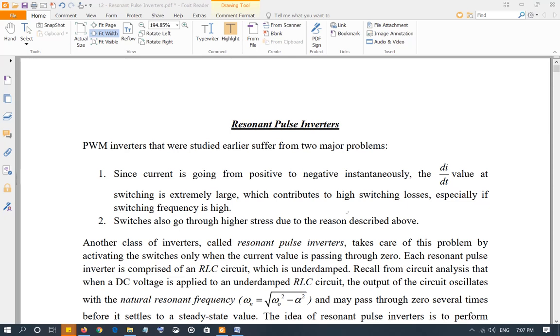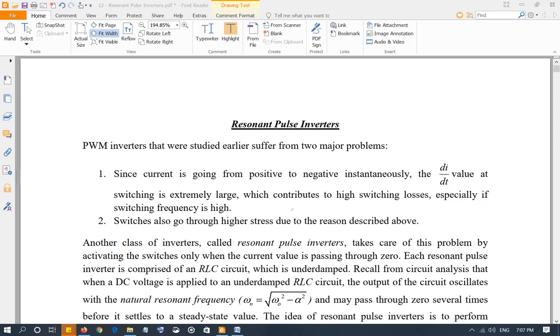So, resonant pulse inverters. Last time we discussed pulse width modulated inverters, which are the basic type of inverters, and we discussed how to convert a DC voltage into an AC voltage, but that AC voltage was a square wave. And then we also saw that if we have an RL load, an inductive load, then the output voltage and current can change, especially the current can change slowly, because of course the inductor resists the change of current.